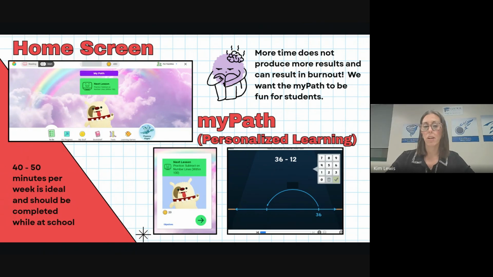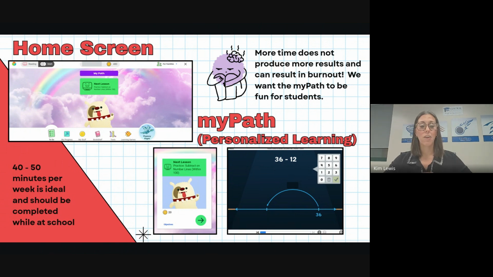Some kids are working at grade level, some above grade level, others below grade level. The goal for every student is to work in MyPath for 40 to 50 minutes per week. Typically about 10 minutes a day, the teachers are asking students to get on their MyPath and complete that, and it should be completed during time at school. The iReady trainers that have been working with our staff discourage families from using the MyPath system for longer than 50 minutes a week.